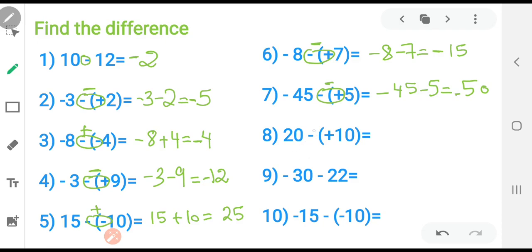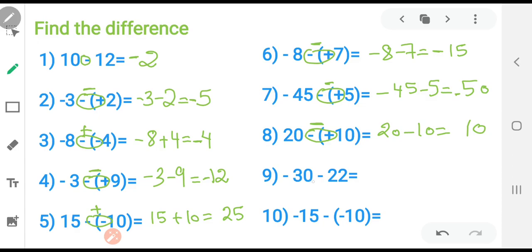Now 20 minus plus 10 will be a minus 10. So this will be 20 minus 10. I have different signs because this is a positive 20. So I will subtract, it's a 10. Which number is greater? It's the 20. What's the sign of the 20? Positive, so this one is a positive 10.